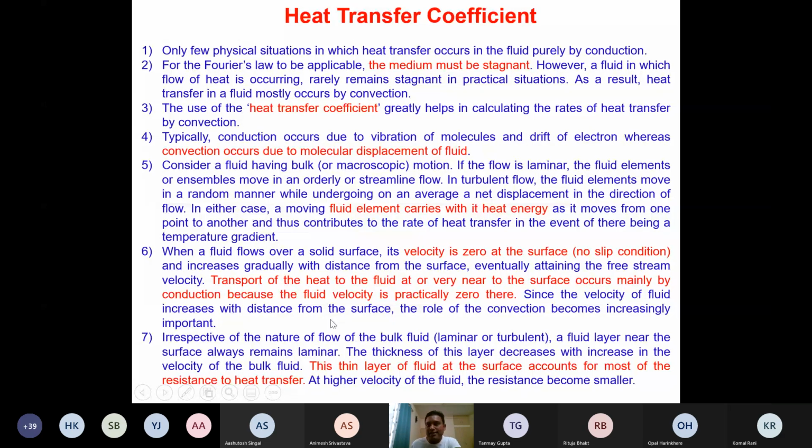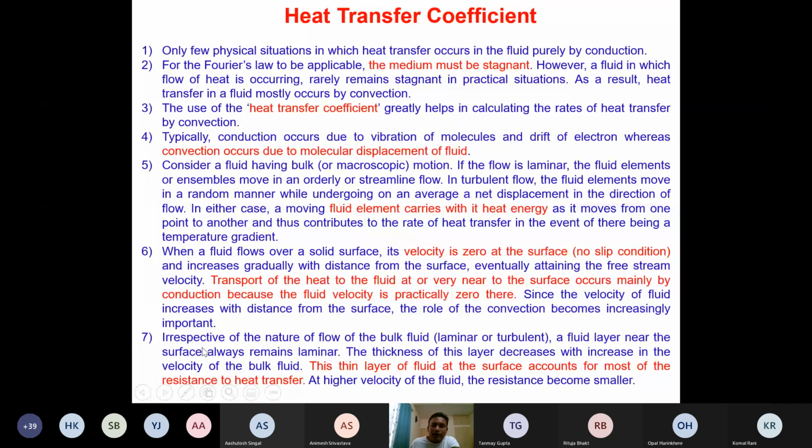So what we wanted to say here is when the fluid is flowing over the solid surface, the fluid which is very close to the solid surface has almost zero velocity, and it is almost stagnant at the surface, and in this thin layer the heat transfer mostly takes place by conduction, whereas as we move from the surface, the velocity of the fluid starts increasing, and in such a region the convection dominates. Convection becomes increasingly important in this region.